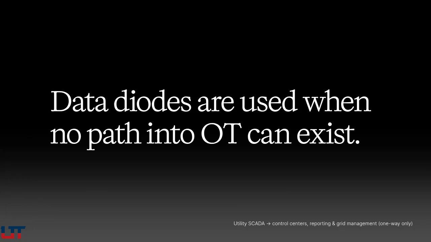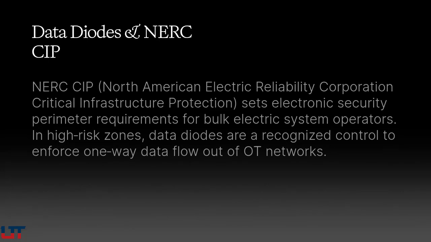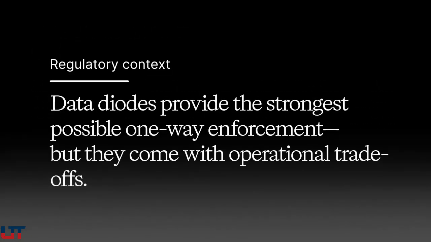Regulatory requirements in some sectors specify or strongly recommend data diodes. NERC CIP, the North American Electric Reliability Corporation Critical Infrastructure Protection Standard, applies to bulk electric system operators and includes requirements around electronic security perimeters. Data diodes are a recognized control for meeting these requirements in high-risk zones. If your facility operates under NERC CIP, nuclear NRC requirements, or similar sector-specific regulations, you can check whether data diodes are specified or expected for certain zone boundaries.